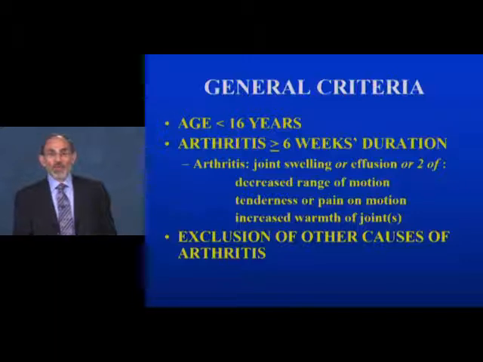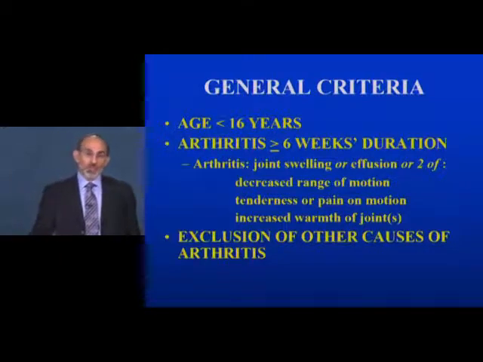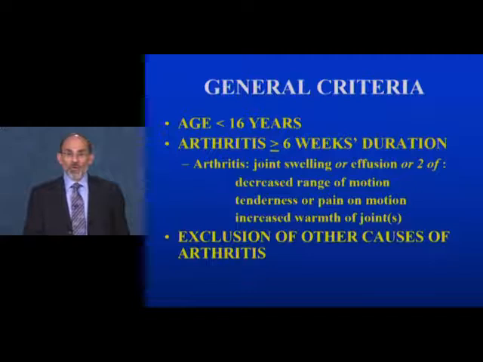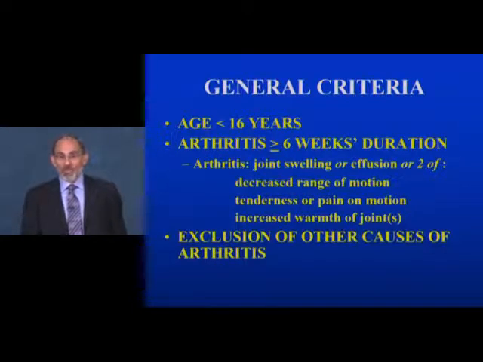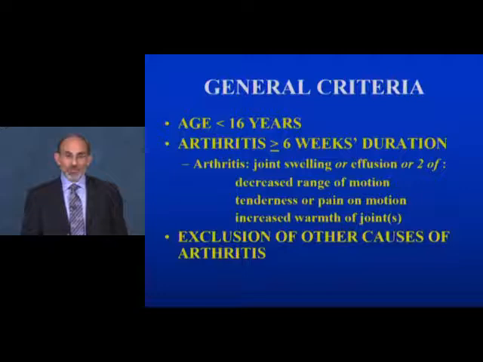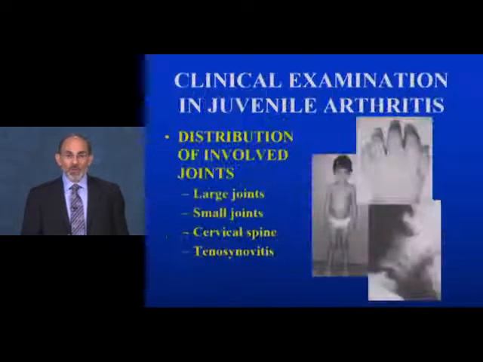So the general criteria for juvenile arthritis is a person under 16 years of age with at least 6 weeks of arthritis, and arthritis is defined as joint swelling or effusion or decreased range of motion, tenderness, pain of motion, or increased warmth. So this is to distinguish from arthralgias, because arthralgias may be pain, but they certainly don't have the same implications as a swollen, warm, and red joint. And one must exclude other causes of arthritis, for example, infections, tumors, etc., before we can make this diagnosis.